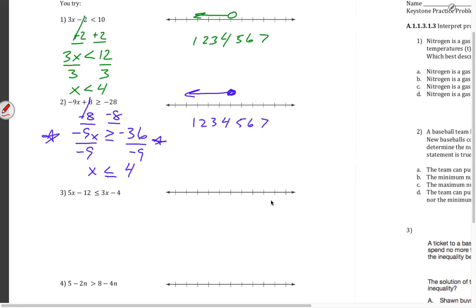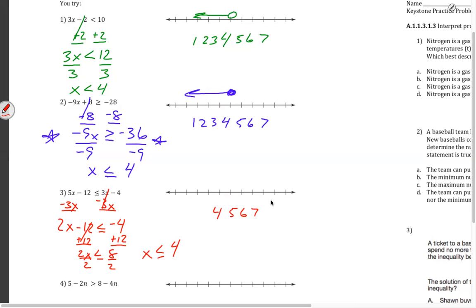Number 3. Well, now I have x's on both sides. And Nate told us we can move one of those to the other side. So I'm going to move the smaller of the 2, that's the 3x. So I have 2x minus 12 is less than or equal to negative 4. Add 12. Look at that. Kind of weird. 2x less than or equal to 8. Huh. x is less than or equal to 4. Like a game of fours, right? 4 goes in the middle. 5, 6, 7, 8, 3, 2, 1. Closed circle. Getting less than.